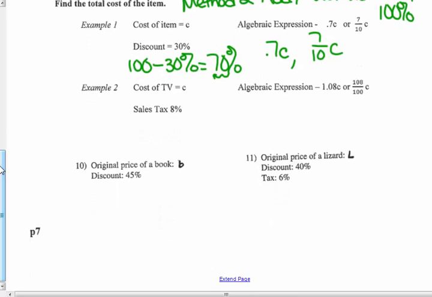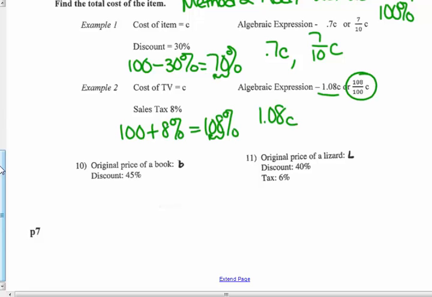Cost of a TV, it's called C again. Maybe it's $400, maybe it's $800, maybe it's $99. Right now it's just C dollars. The sales tax is 8%. Tax gets added. So I'm going to add the 8% to the already 100% that I have to pay for the TV anyway, and I get 108%. Change my percent to a decimal. I get 1.08 times the cost, which you can see there. Or I could use 108 hundredths, that fraction as well, times the cost. I would use the decimal.